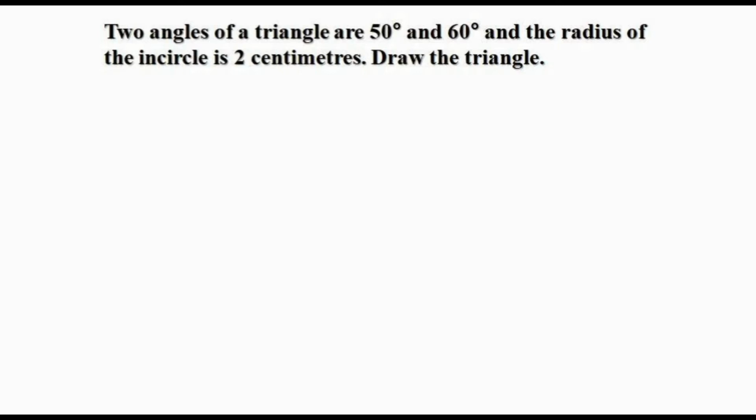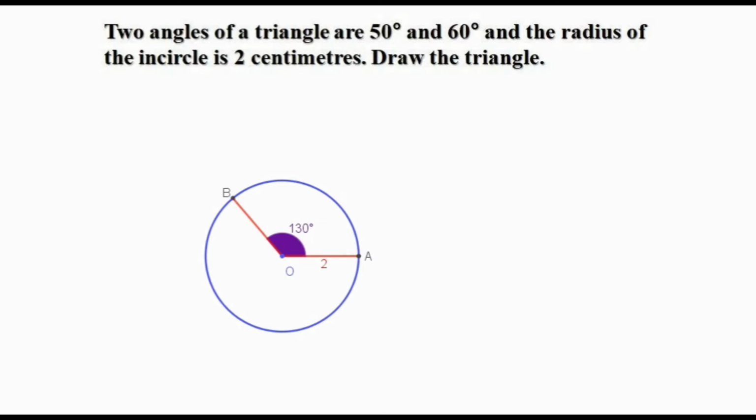So first of all, let us draw a circle of radius 2 centimeters. Now draw one radius, let it be OA. Since one angle is 50, the angle at the center is 130 degrees. Take 130 degrees and draw another radius, let it be OB. Now another angle is 60 degrees, so the angle at the center is 120 degrees. So take 120 degrees at the center and draw another radius, let it be OC.